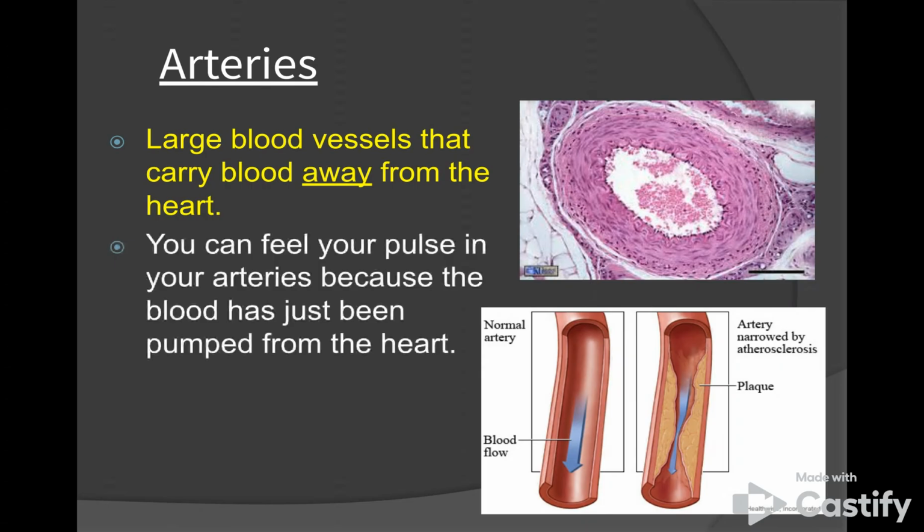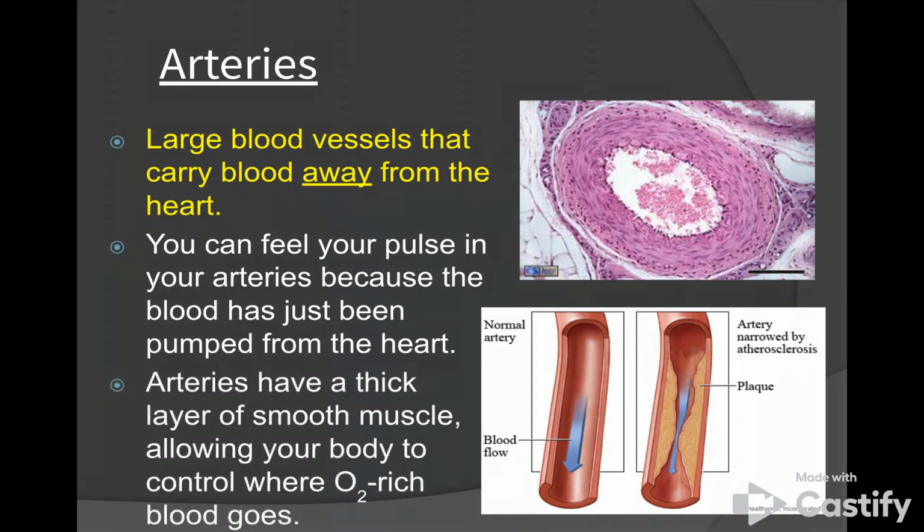You can feel your pulse in your arteries because the blood has just been pumped from your heart, so your blood pressure is very strong. You can find arteries right underneath your jawline, close to your trachea, and you can also find them in your wrists, and there are other places on the body, but those are the easiest ones to find your pulse. Arteries have a really thick layer of smooth muscle tissue, and that allows your body to control where that oxygen-rich blood goes.